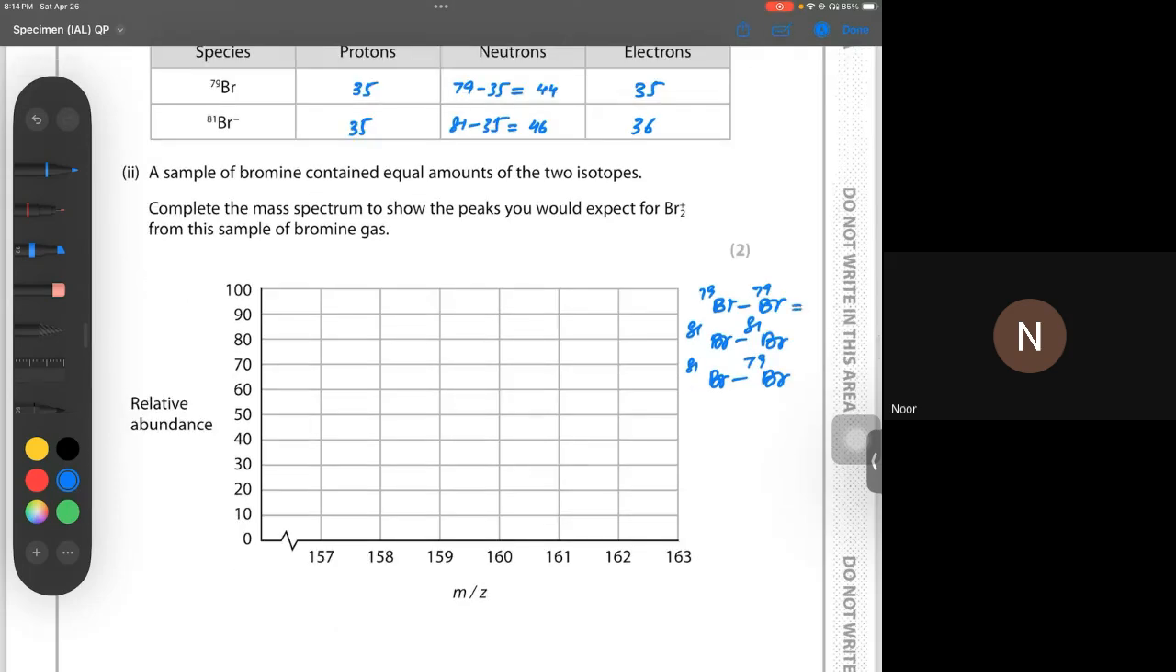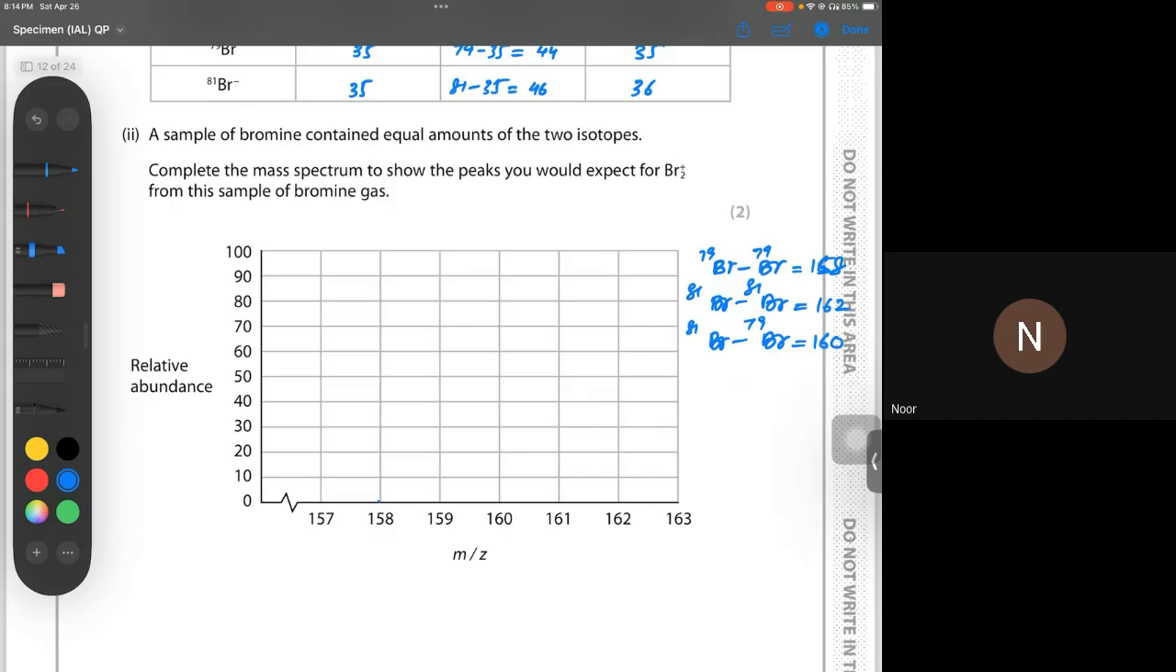If you add 79 plus 79, that would be equal to 158. 79 plus 81 would be equal to 160. Then 81 plus 81 would be at 162.